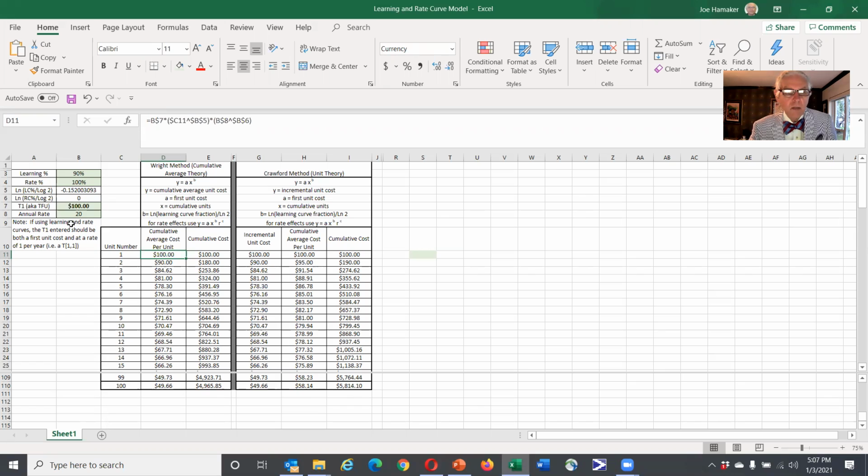Now, watch the numbers in the table decrease when I turn on rate effects. I'm going to assume an 85% rate curve. We see all the numbers go down. For example, our total Wright production cost is down to 24.60, which is about half of what we saw before, and the Crawford method is 28.80.